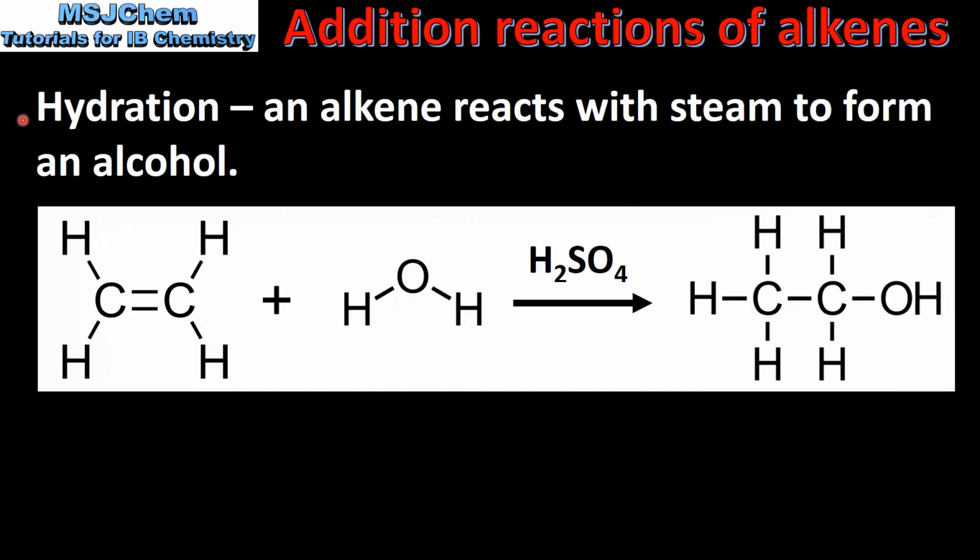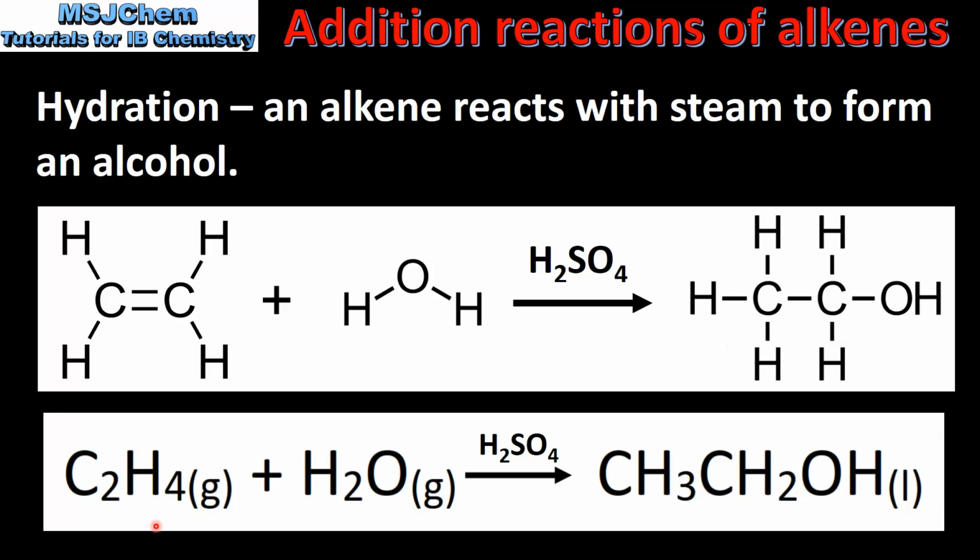The next type of reaction is hydration, in which an alkene reacts with steam to form an alcohol. So in this reaction we have ethene reacting with water in the form of steam in the presence of a sulfuric acid catalyst to form ethanol. And here we have the equation for the reaction.